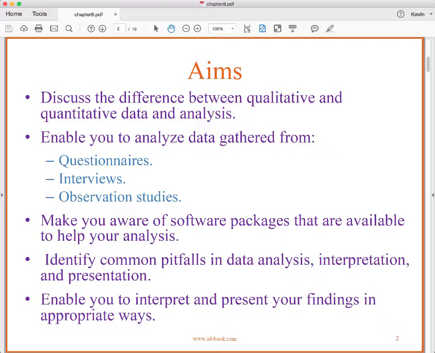We'd like you to be able to analyze the data gathered from the kinds of activities we talked about in the last of the chapters: questionnaires, interviews, observation studies. We want to make you aware of some of the software that you might be able to use in your analysis, identify common pitfalls in data analysis, interpretation, and presentation, and enable you to interpret and present your findings in appropriate ways.